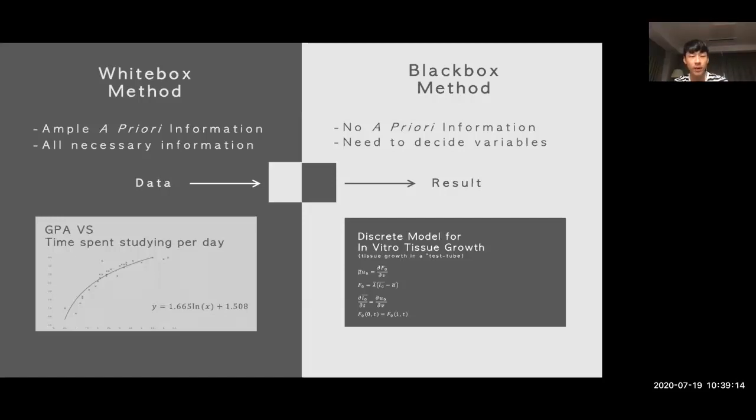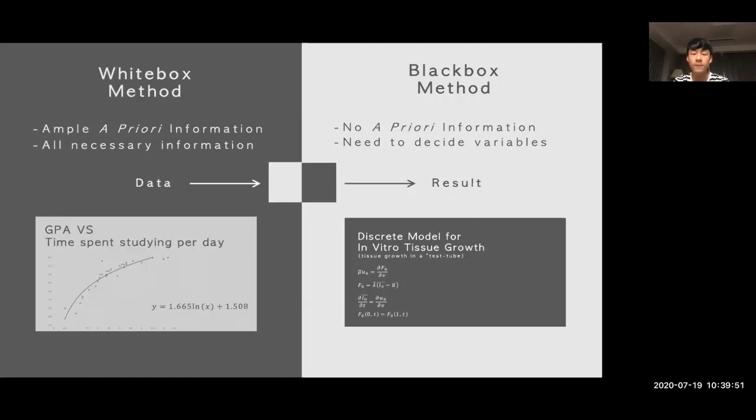So here, a white box method would be a situation where you have ample a priori information. So that is, when you already have lots of empirical data, where you already have information about how these kinds of real-life situations actually work. And when you have all necessary information, so for instance, the example that I gave you about GPA versus time spent studying per day, we already had 20 data sets, which is sufficient to construct that equation there. So this is where you use the white box method, where you have already sufficient information.